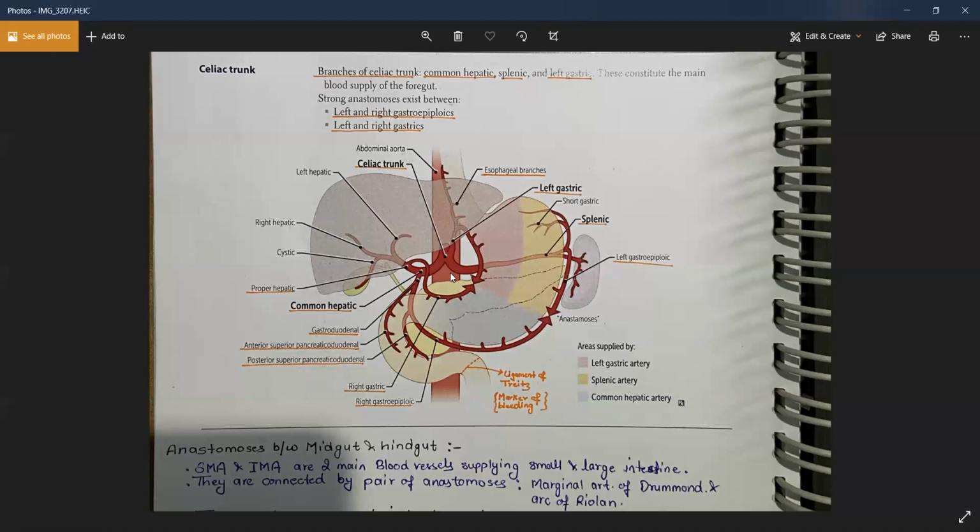Very important. The gastroduodenal branch will give off a pancreaticoduodenal artery, which means the artery supplying the pancreas and the duodenum, and it will also give a right gastroepiploic. So the right gastroepiploic is a branch of the gastroduodenal artery, and the left gastroepiploic is a branch of the splenic artery. The left gastric artery is a branch of the celiac trunk, and the right gastric artery is a branch of the common hepatic artery. You have two pancreaticoduodenal arteries, the anterior one and the posterior one.